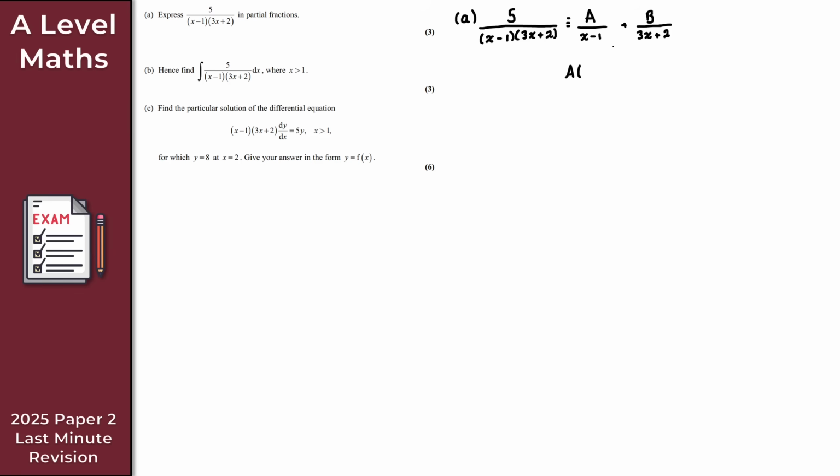Okay. Now for the right-hand side here then, let's just get this over a common denominator. So I'd get a times 3x plus 2 plus b times x minus 1 is equal to the numerator of the left-hand side, right? Which in this case is simply 5. And at this point, all I now want to do is choose values of x to eliminate both a and b. So for example, if I let x be equal to 1, well, I get b times 1 minus 1, which is 0. So b times 0 is just 0, and we've eliminated b there.